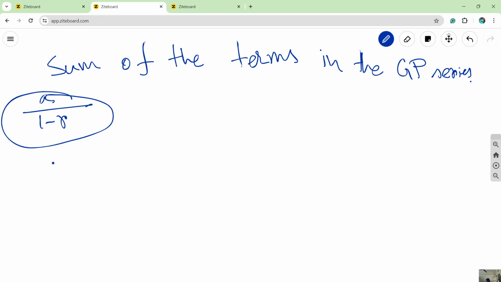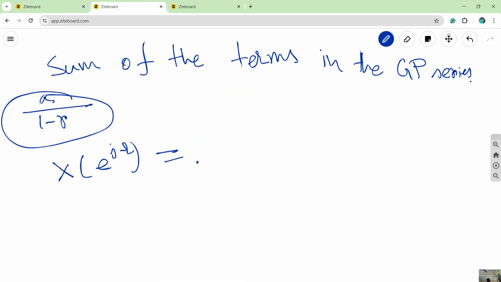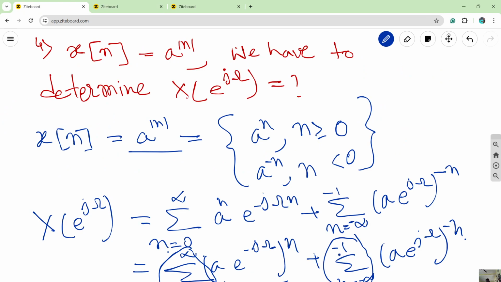So from this equation for X of e to the j omega, we can write the first one as 1 by 1 minus a e to the power minus j omega. And the second one is a e to the power j omega by 1 minus a e to the power j omega, because in the first term it was 0 and it starts from 1.